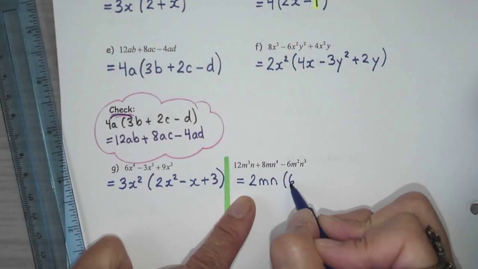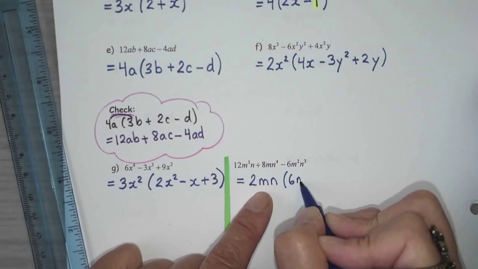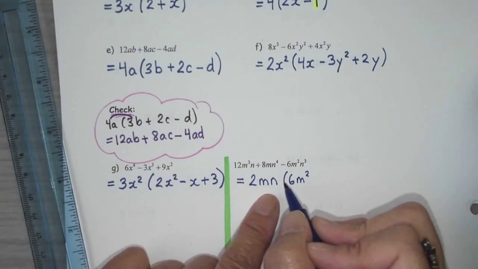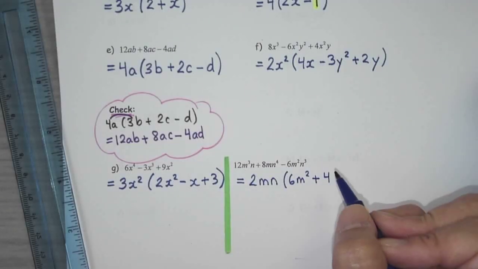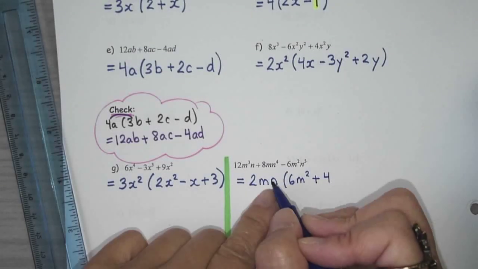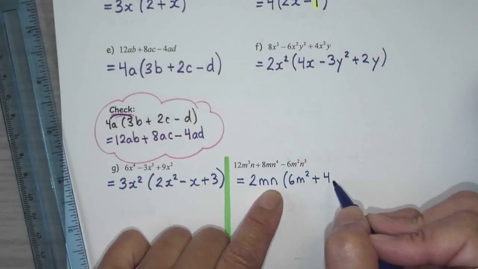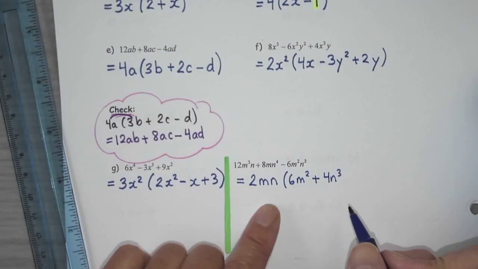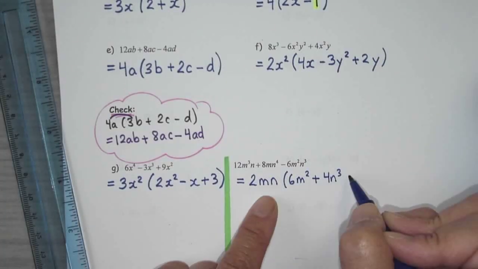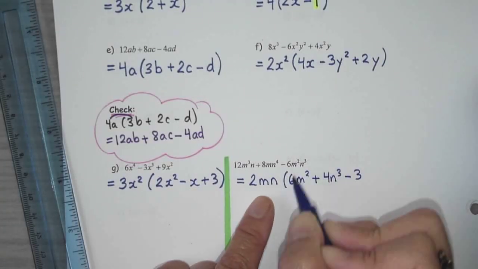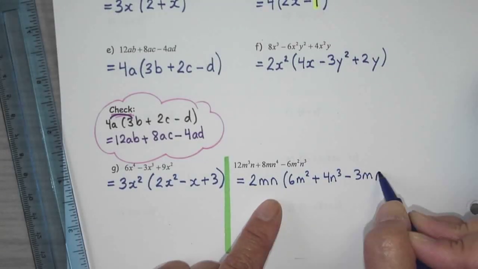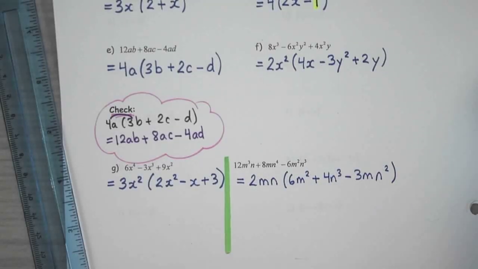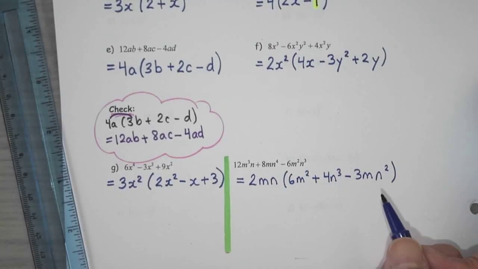So 12 divided by 2 is 6. I have 2 m's left. I have no n's left because I took that one out. Positive 8 divided by 2 is plus 4. I took out the m, so that one's all gone. And I have 4 n's, 1 n is gone, so I have 3 left. Negative 6 divided by negative 2 is negative 3. I had 2 m's. I took away 1, so I have 1 m left. N cubed, I took away 1, so n squared. Look here, 6, 4, and 3, nothing's common. I have no m's common, so we're all good.